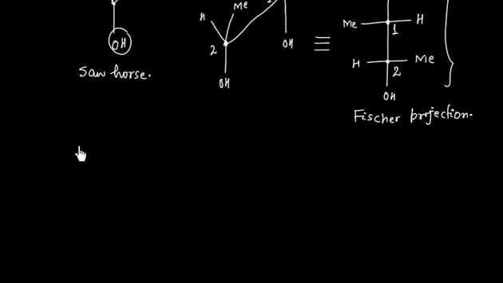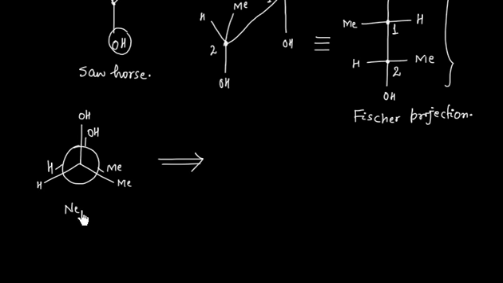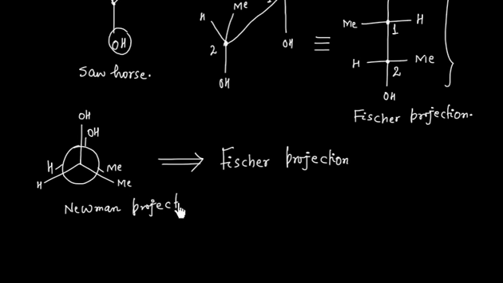Let us try this one. If I have an eclipsed conformer, I have OH here, here we have methyl, hydrogen. So we have to convert this Newman projection formula into Fischer projection formula. And the idea is again the same.